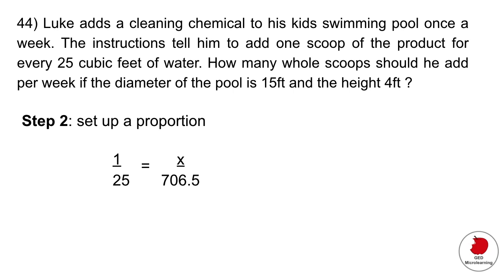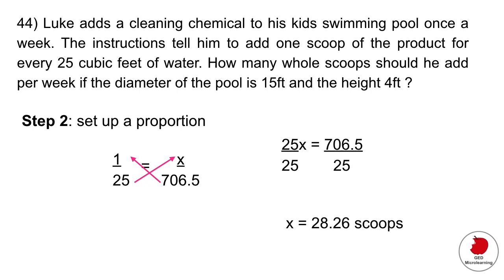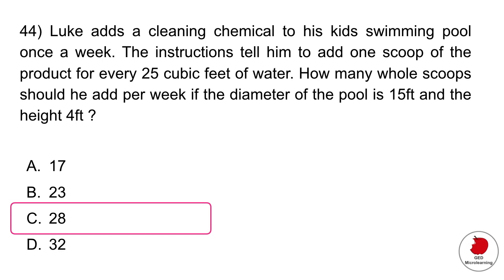And we need to find x, which would be the number of scoops that he has to add to this volume of cubic feet. Okay, so once you set up the proportion, now what you have to do is multiply these numbers across like this. You end up with that equation, and then you solve for x by dividing both sides by 25, and that gives you 28.26. So in the question, remember that they ask you how many whole scoops should he add, so that is option C.